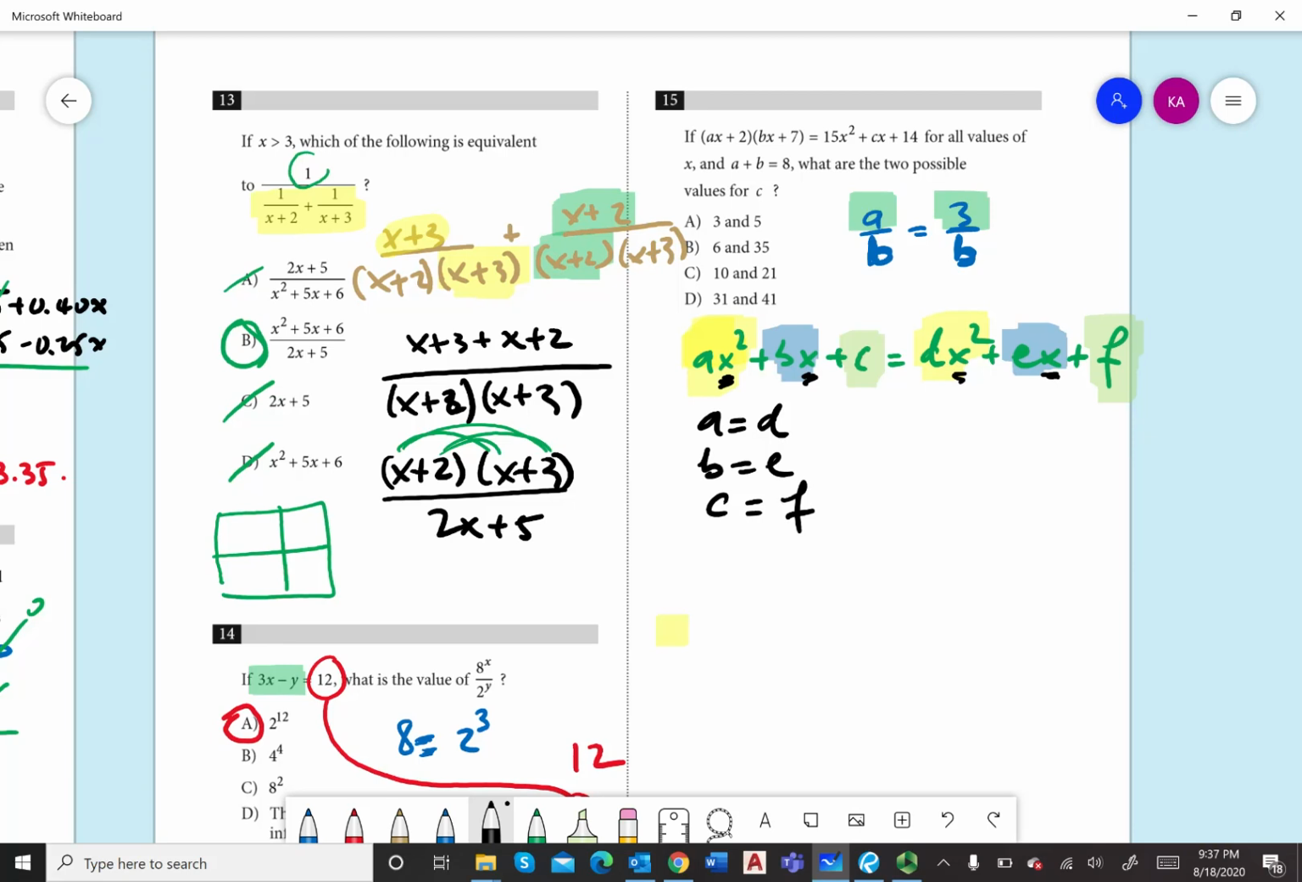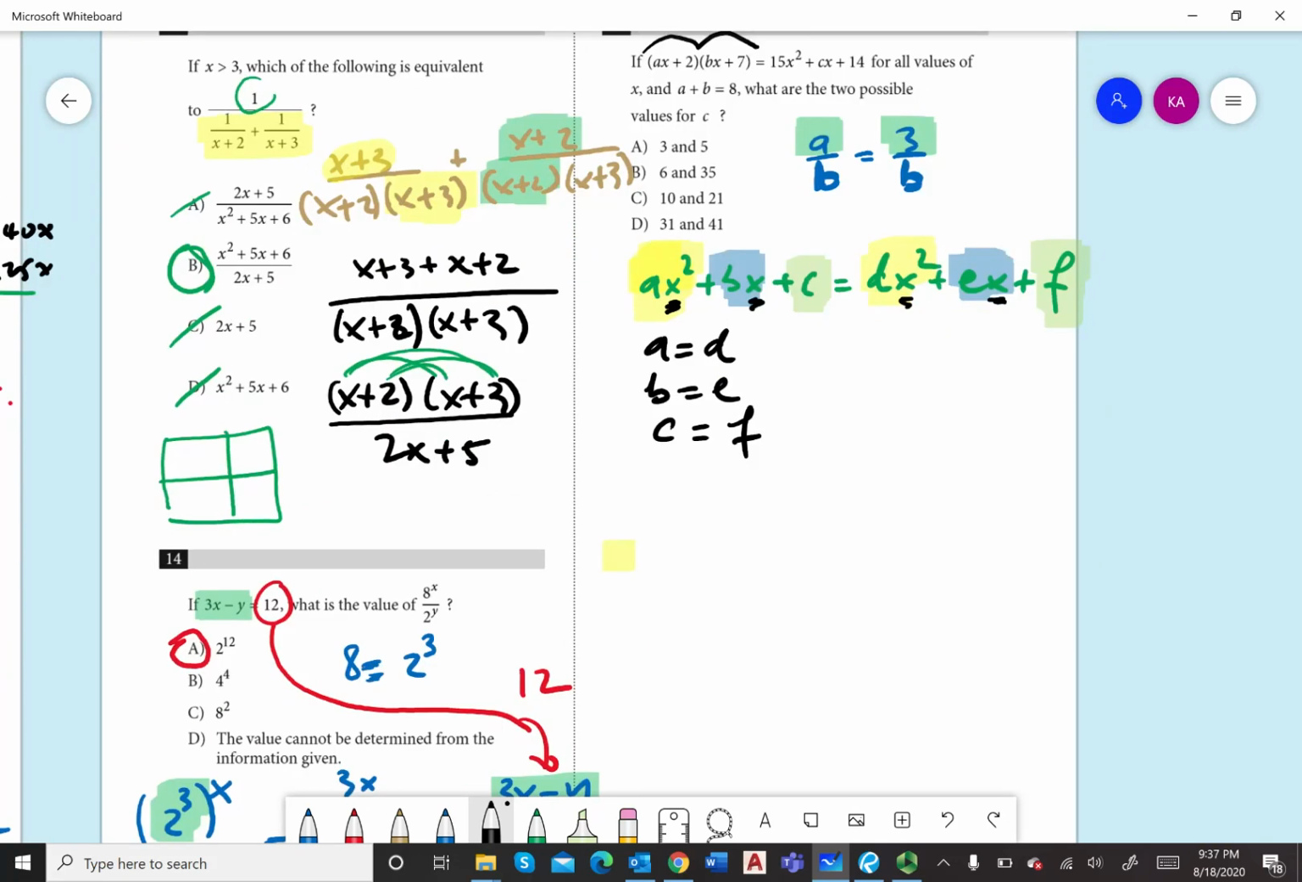So first, let me write this in the standard form, and then compare them like I just did. So I would get 8x and bx. It'll give me abx squared, right? Then I have 8x and 7, so I have 7 8x. Then I have 2 and bx, so 2bx. Then I have 2 and 7, which is 14. So I'm going to write this at the bottom of it so I can compare. So I have cx and then I have 14.